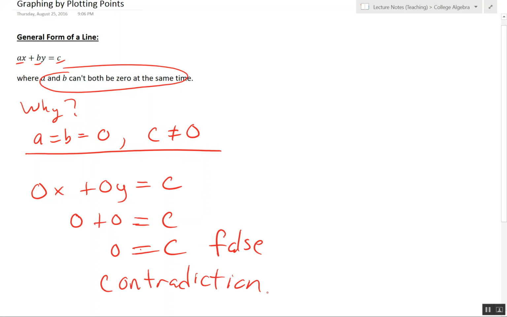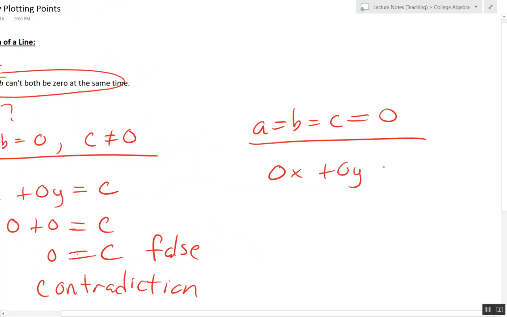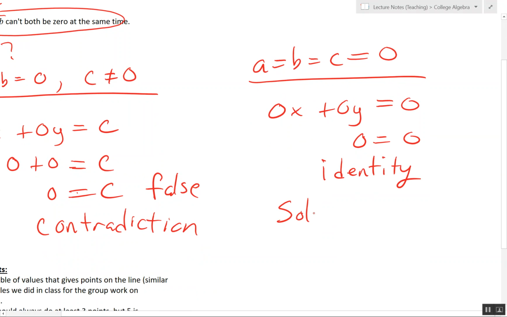It's always false. So let's look at a equals b equals c, all equal to 0. Well, we'll get 0x plus 0y equals 0, so we get 0 equals 0, which is an identity, which we talked about for one variable equations. Well, when we have two variables and we have an identity, the solution is the entire xy plane, and the entire xy plane is not a line.